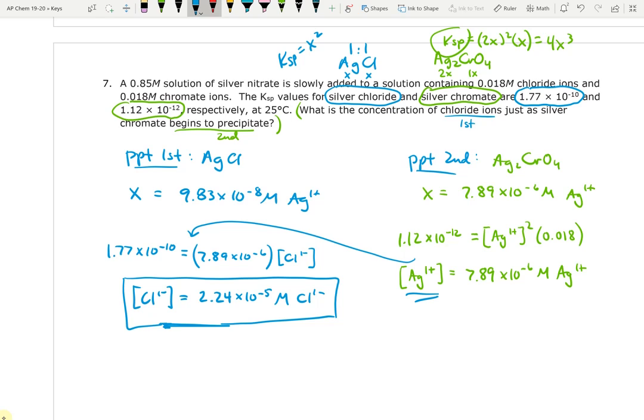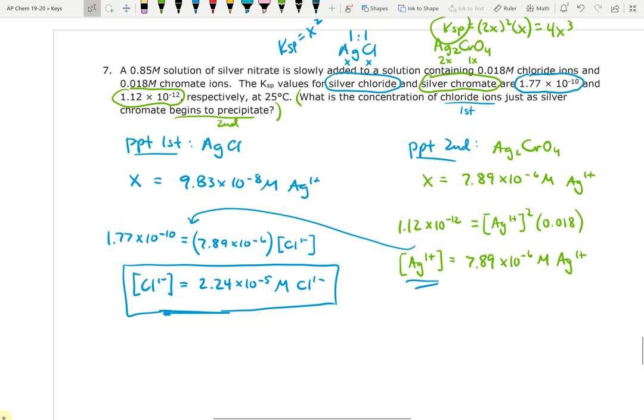But just to follow up like we've done in the past, how effective is this separation? This is the remaining amount of chloride. How much was there at the beginning? Originally, we had 0.018 molar chloride. And now we have, what is it now? How much remaining? 0.0000224 molar. Boy, we started out with 0.018. We've got very, very little of that left.